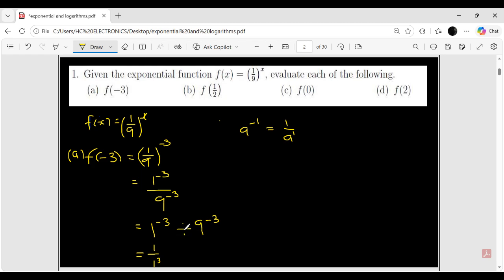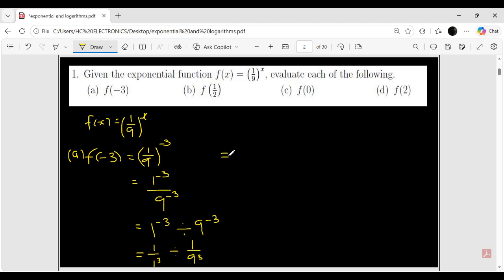Then it is going to be divided by 1 over 9 to the power 3. We know that 9 times 9 is 81, and 81 times 9, when you do your calculations, will be equal to 729.